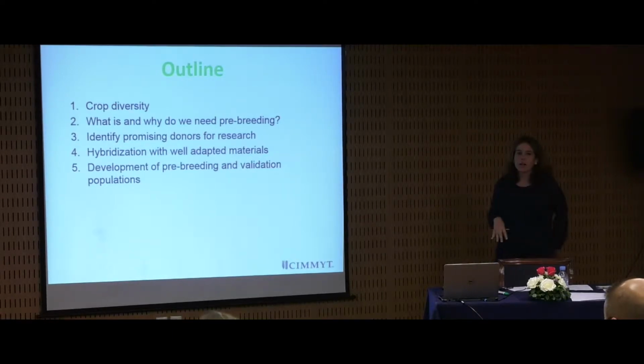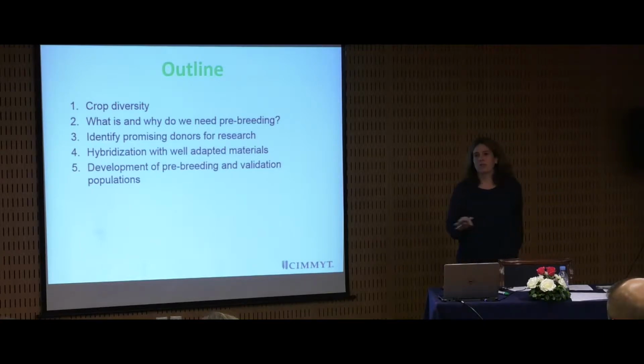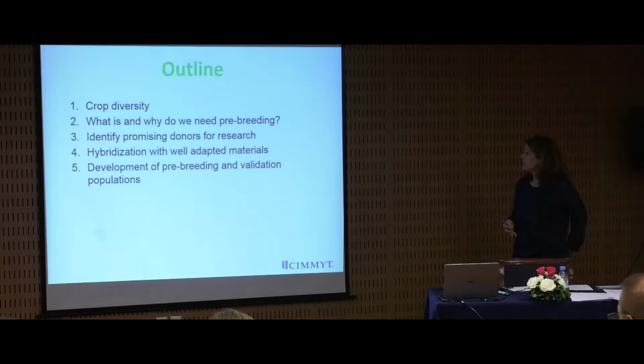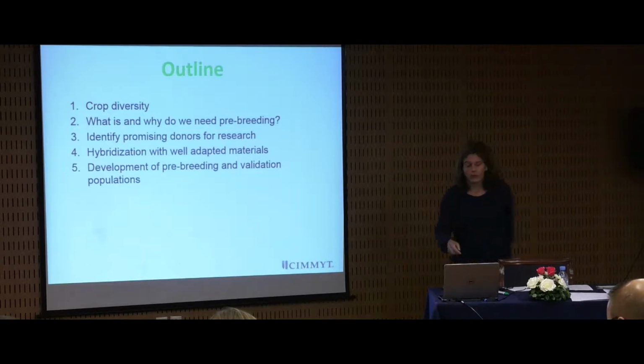So just a quick reason why we need crop diversity, and that's also the reason why we need pre-breeding. Then I will quickly explain what pre-breeding itself is and why we need it. Then I go a little bit into topics that define pre-breeding, such as identifying promising donors and how we do that. Then we need to hybridize, and the development of pre-breeding and validation populations.